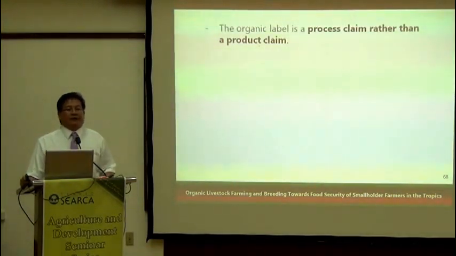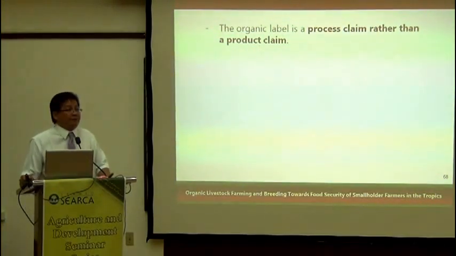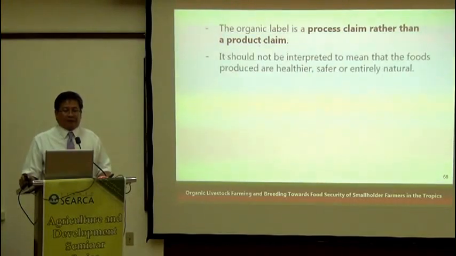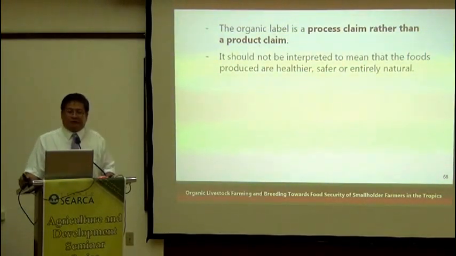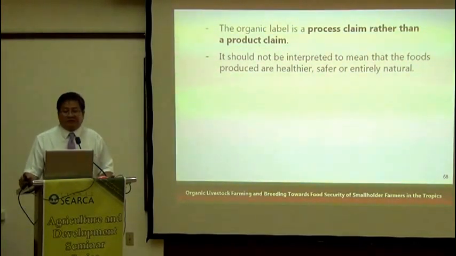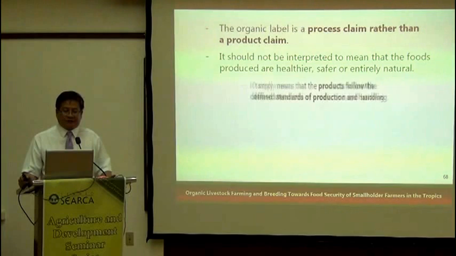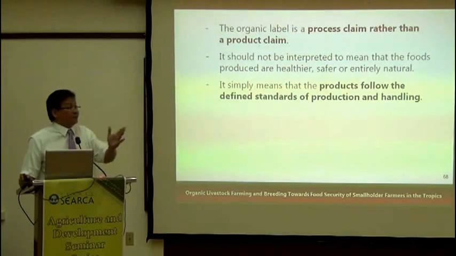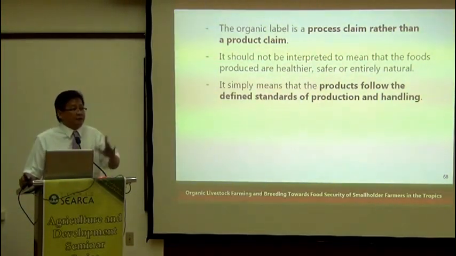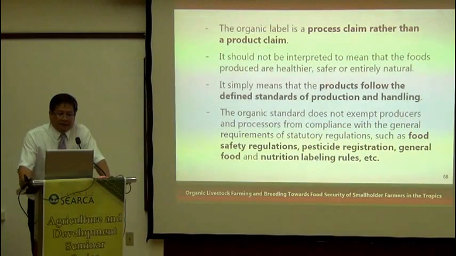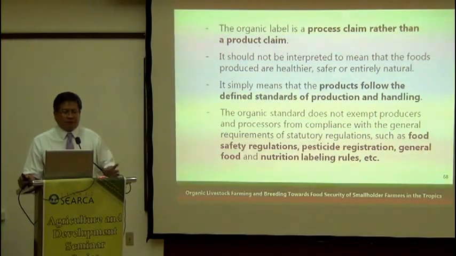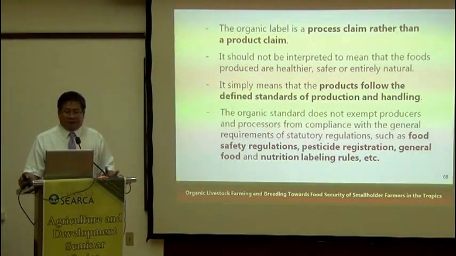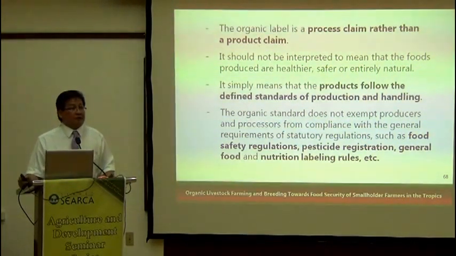And take note also that the organic label is a process claim rather than a product claim. It's a product process claim. And it should not be interpreted to mean that the foods that are produced are actually healthier, safer, or entirely natural. It's the process that's being certified. It simply means that the products follow the defined standards of production and handling, and even processing, especially those involved in meat processing and dairy technology. They have their own standards also for the organic systems. And the organic standards do not exempt the producers and the processors from compliance with the general requirements for statutory regulations such as food safety, pesticide registration, general food and nutritional labeling rules, etc.